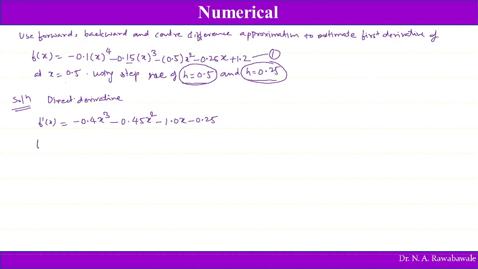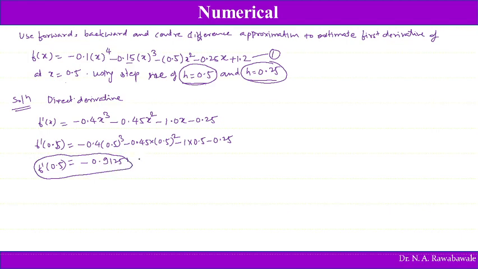So at 0.5, f dash of 0.5, if we substitute 0.5 in place of x, that is minus 0.4 into 0.5 to the power of 3, minus 0.45 into 0.5 to the power of 2, minus 1 into 0.5, minus 0.25. So if we obtain this derivative, it will be minus 0.9125. So the first derivative at 0.5 for this given function f of x is minus 0.9125. This is called the true derivative, which we have obtained by differentiating function f of x.